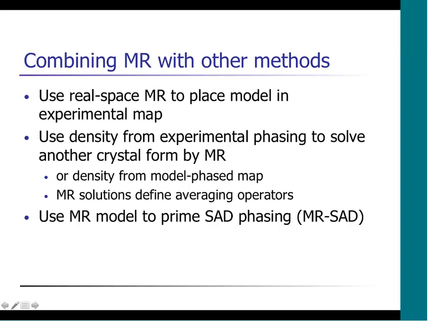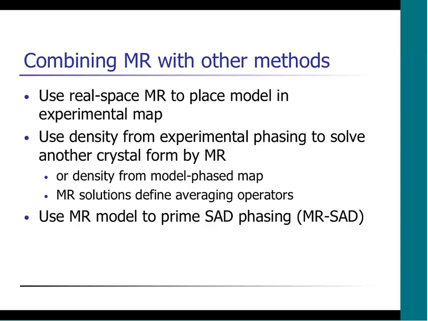The advantage of this is that if you are going to be doing multiple crystal averaging between different crystal forms, the molecular replacement solutions, the rotations and translations, define the averaging operators. So it's very easy to go from molecular replacement with density to doing multi-crystal averaging. And finally, you can take a molecular replacement model and use that to prime SAD phasing. You use the molecular replacement model as a starting model, and in Phaser, use log likelihood gradient maps to find all of the anomalous scatterer positions and improve the phases.